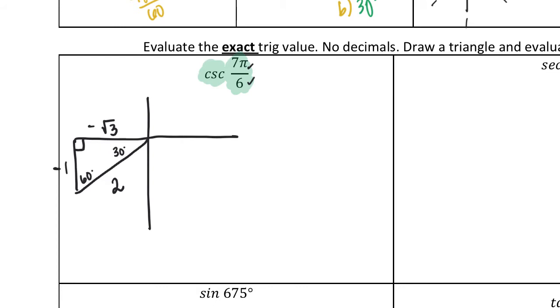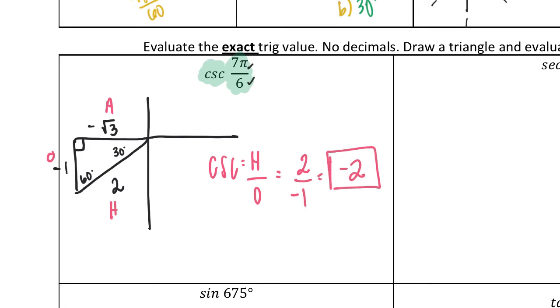So in this problem, we are asked to find cosecant. Cosecant, remember, is the reciprocal of sine. If sine is opposite over hypotenuse, we're going to do the hypotenuse over the opposite. We'll label the sides of our triangle and fill in the hypotenuse, 2, over the opposite, negative 1. So the cosecant of that angle is simply negative 2. We don't have to find all 6 today. We are just asked to find the cosecant.